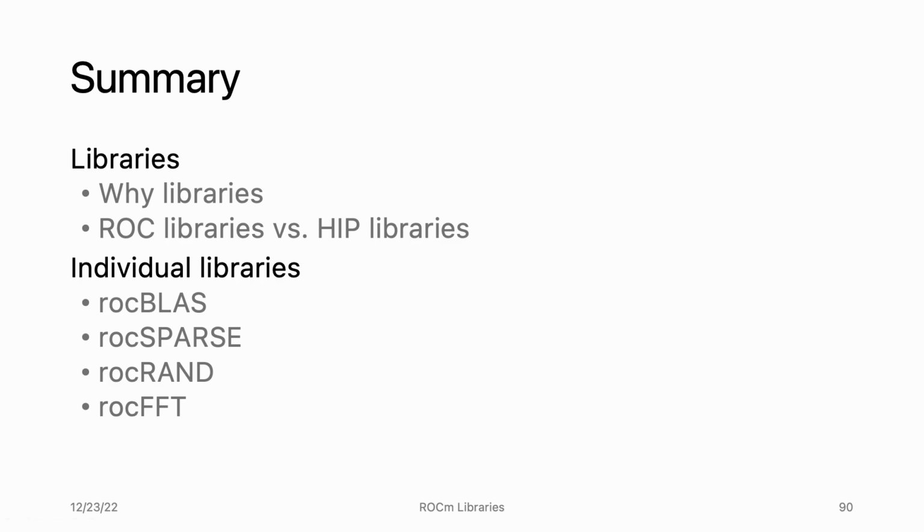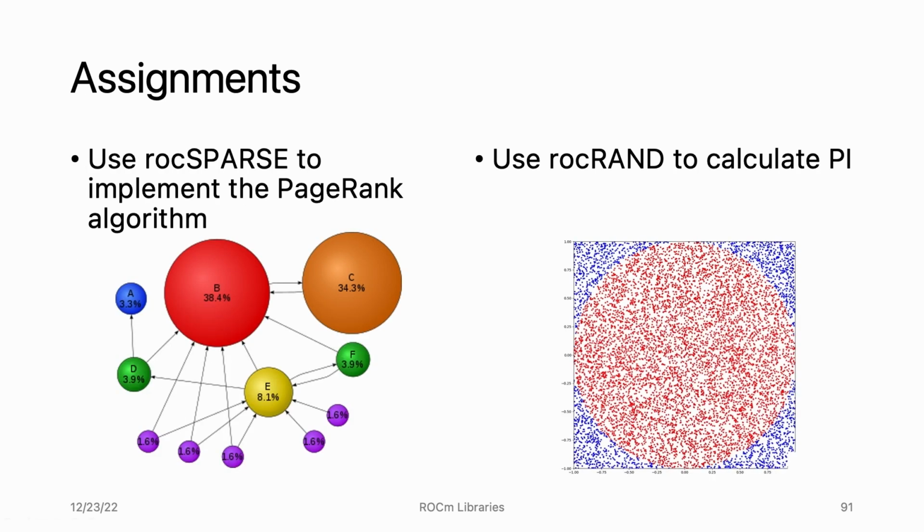If you want to practice the knowledge that you have learned in this section, you can try these 2 assignments. First, you can use rocSPARSE to implement a PageRank algorithm. There are a ton of videos and documents that describe how PageRank works. And the real work is how to convert the PageRank algorithm into a sparse matrix-vector multiplication problem and use the rocSPARSE library to implement this algorithm.